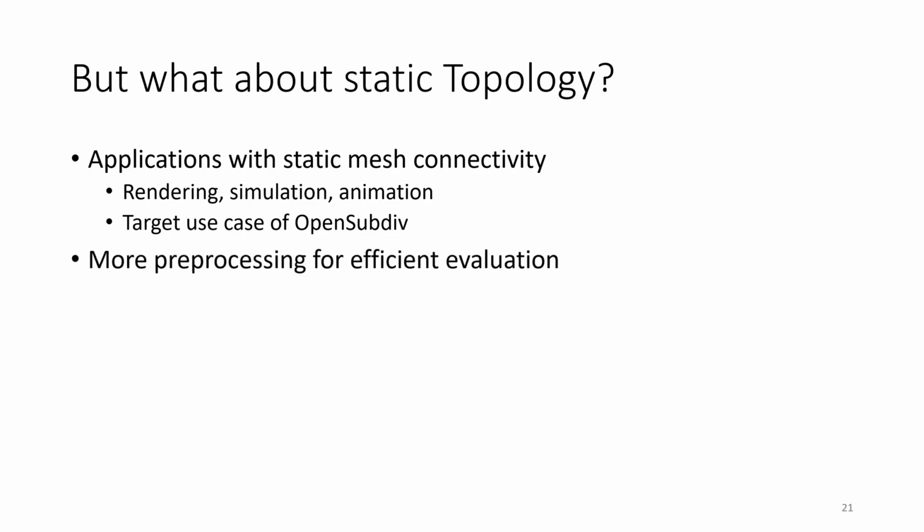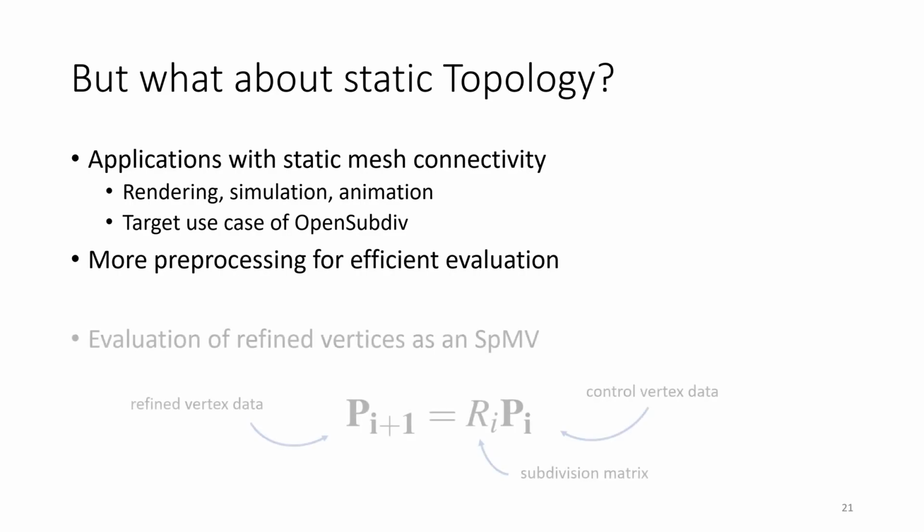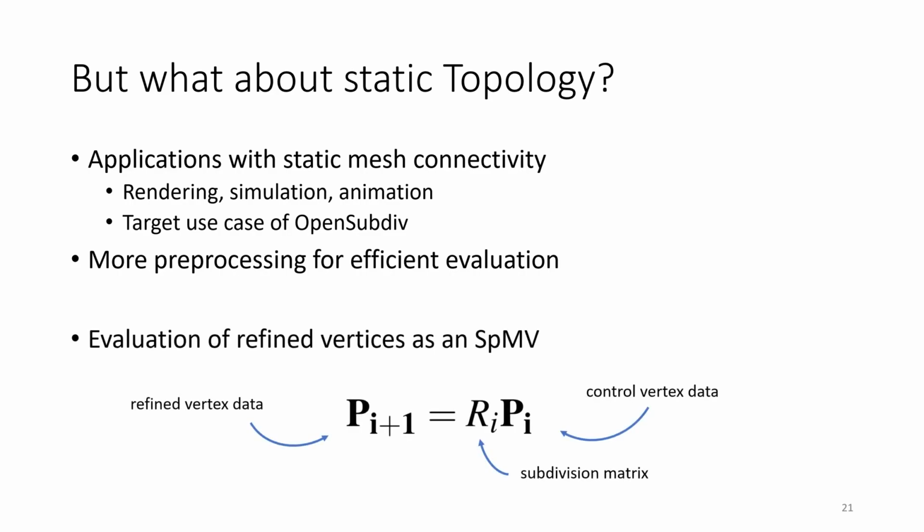In this case, it makes sense to invest more resources in the preprocessing step in order to speed up evaluation of vertex data. As each vertex in the refined mesh is a linear combination of vertices in the control mesh, we can write the vertex data refinement or evaluation as a sparse matrix vector multiplication.